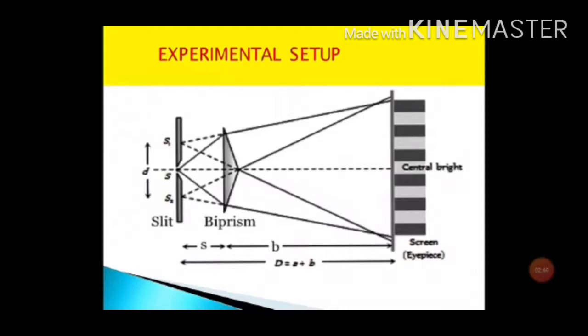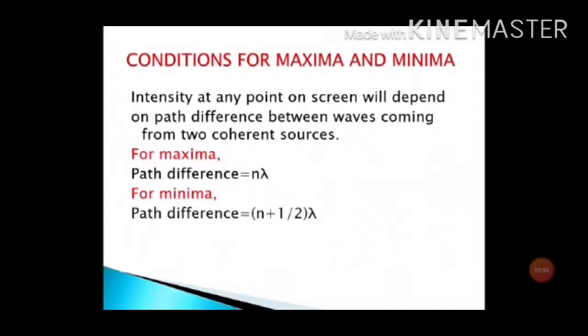Now we will explain how we can use the Fresnel biprism experiment to find out the wavelength of a monochromatic source of light. For that, we know that in order to find the conditions for path difference for maxima and minima, we have to consider the path difference between the waves coming from the sources to the screen.